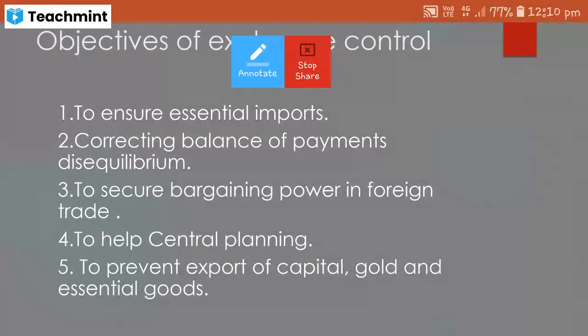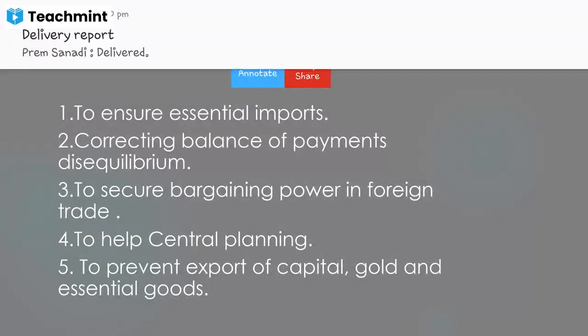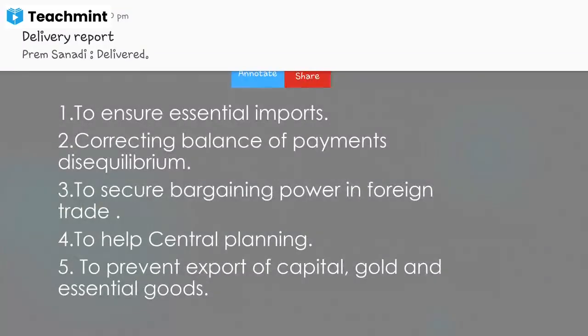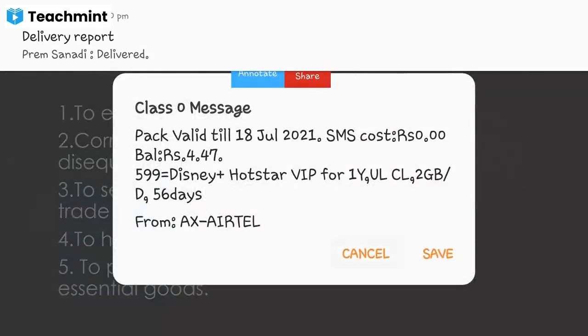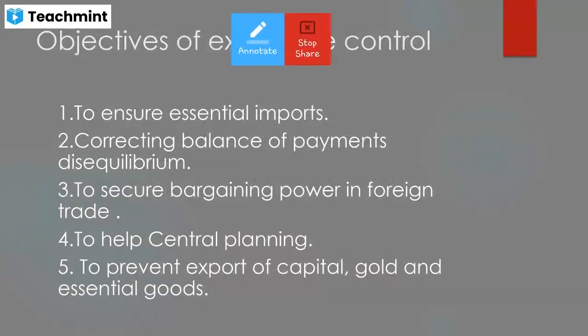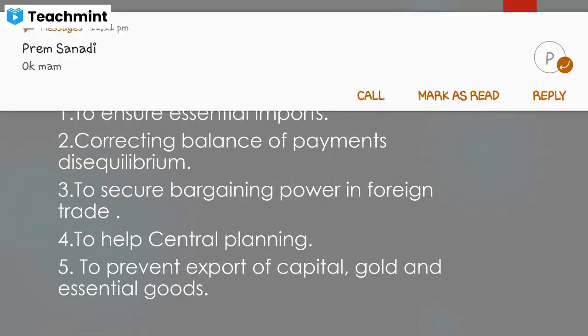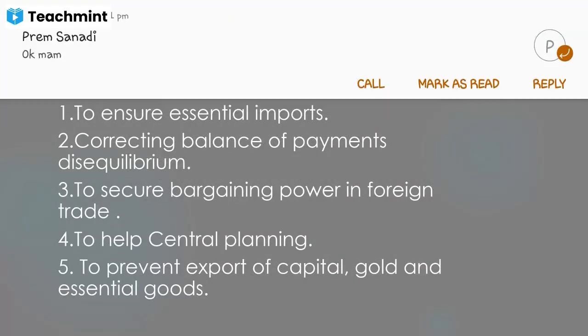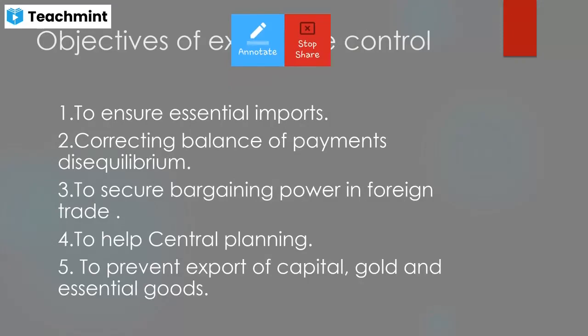Okay, so what are the objectives of exchange control? To ensure essential imports, correcting balance of payments disequilibrium, to secure bargaining power in foreign trade, to help central planning, to prevent export of capital, gold, and essential goods. Okay, let us learn one by one.